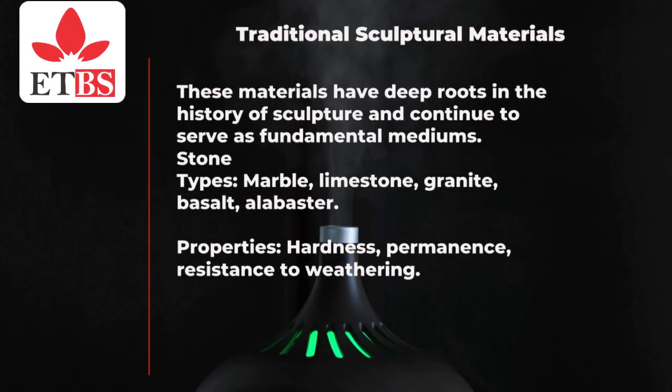Traditional sculptural materials. These materials have deep roots in the history of sculpture and continue to serve as fundamental mediums. Stone types: marble, limestone, granite, basalt, alabaster. Properties: hardness, permanence, resistance to weathering. Techniques: carving, direct and indirect, polishing, chiseling. Symbolism: strength, purity, monumentality. Limitations: heavy, labor-intensive, expensive, brittle when thin.